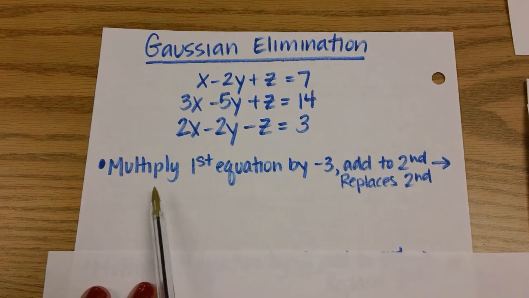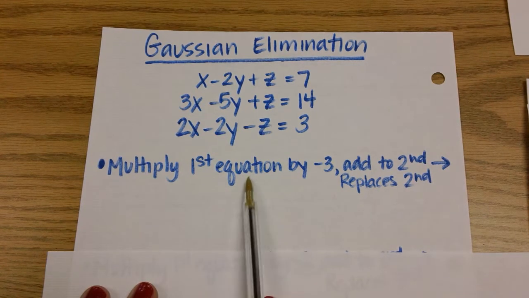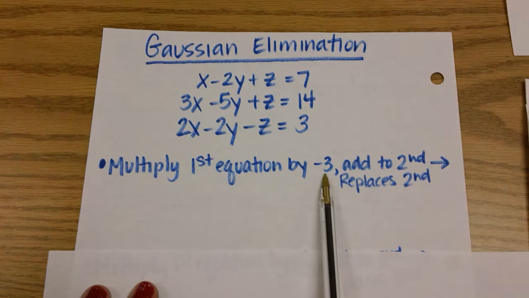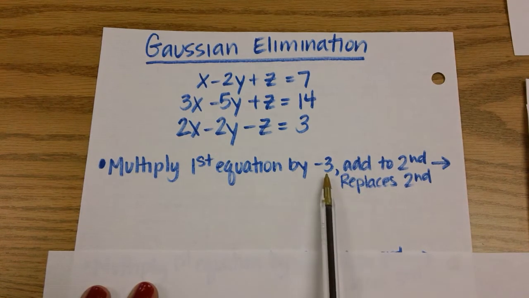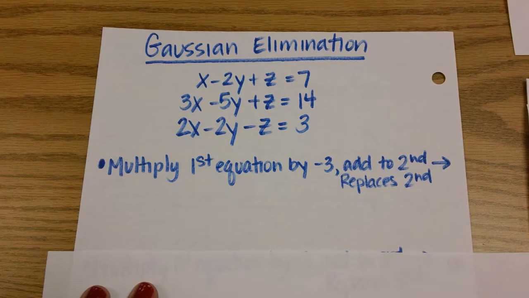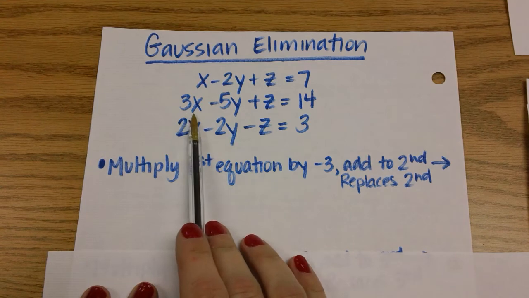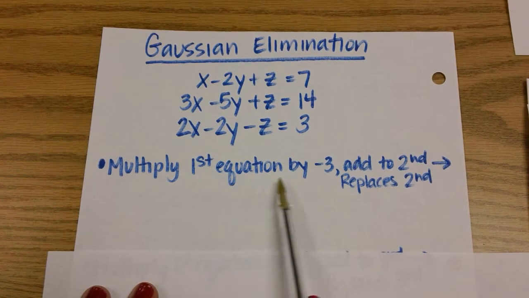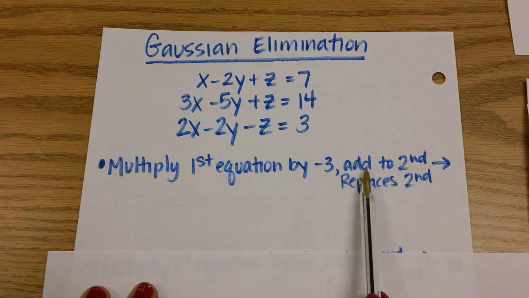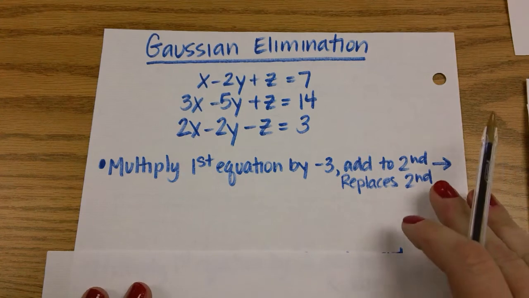Okay, we're going to take our first equation and multiply it by -3, and we're going to add this to our second equation. What this does is it eliminates our x value in our second equation. So once we multiply our first equation by -3 and then add it to the second, we're going to replace the second equation with that sum.